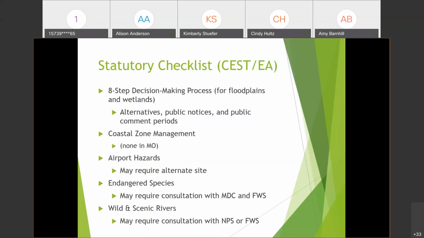Coastal zone management, we do not have that in Missouri. So there's just a check box that you check for that. Airport hazards, this one you're showing a map indicating it's not within the threshold or not near an airport or at the end of a runway.